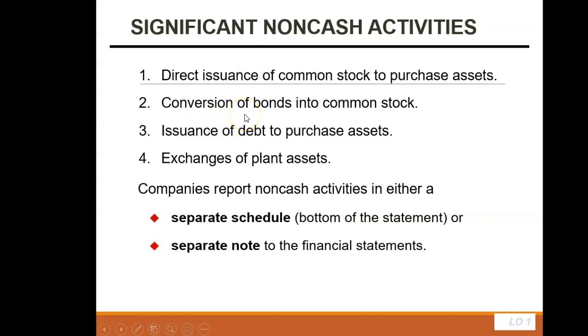Remember back in chapter 10, we talked about convertible bonds. When those bonds are converted into common stock, again, that's a significant non-cash activity that would be shown on the statement of cash flow. So when you have these types of transactions, it means that they do not impact cash immediately, but they will have an impact on the cash account in the future. We're going to disclose this information on the bottom half of the statement of cash flow.